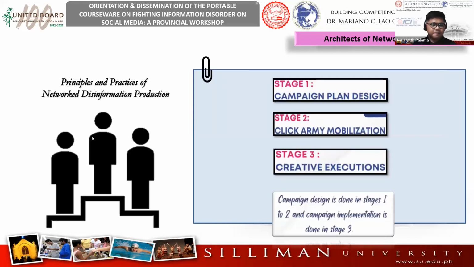And lastly, in module 2, there are also stages in the principles and practices of network disinformation production. There are 3. Stage 1 is campaign plan design. Stage 2 is click army mobilization. And stage 3 is creative execution. I will be explaining each of the stages.